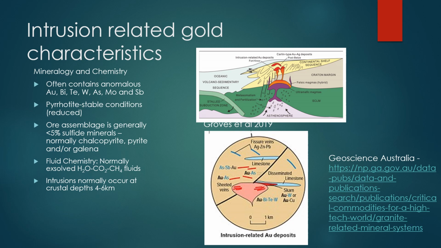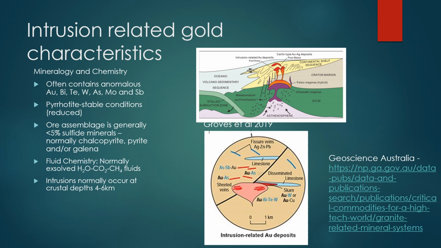We have what is referred to as pyrrhotite stable conditions. You'll know that pyrrhotite is present at Havieron, for example. This is a sulfide mineral that often indicates more reducing conditions, and this is a common sulfide that's present within intrusion-related gold that you might not get in other deposit models.